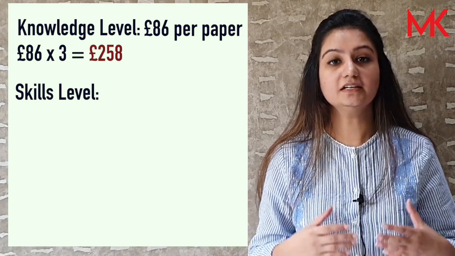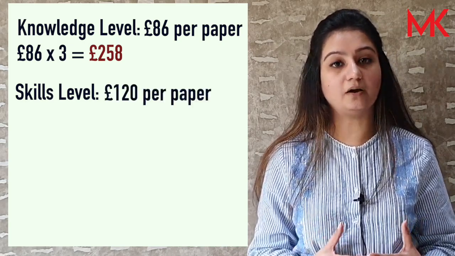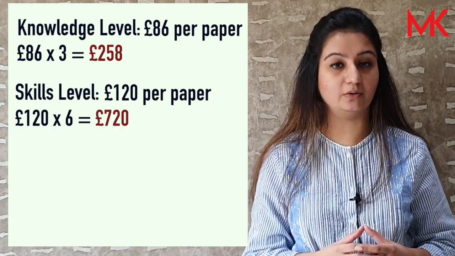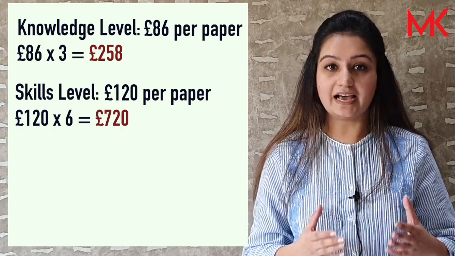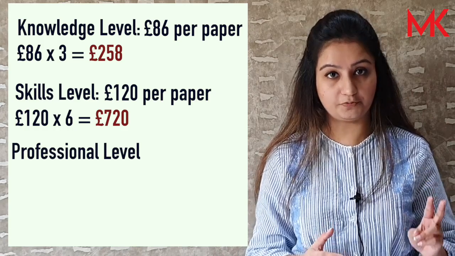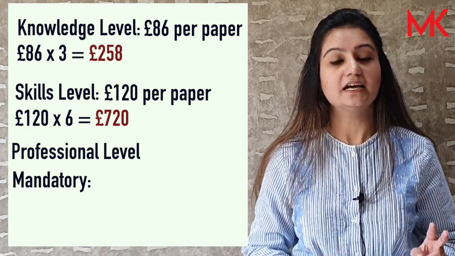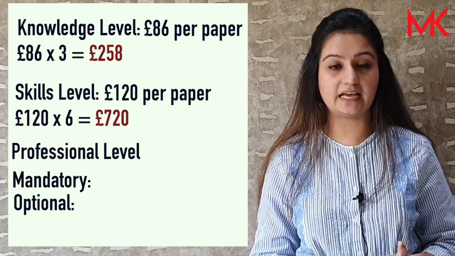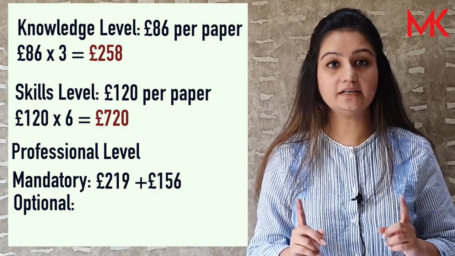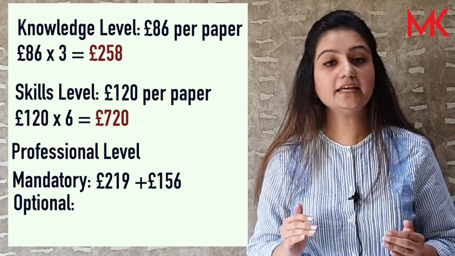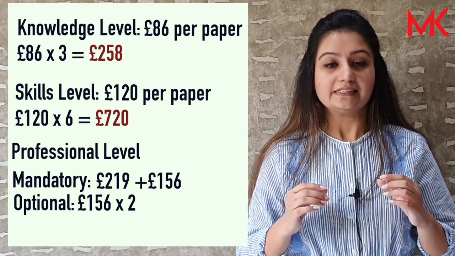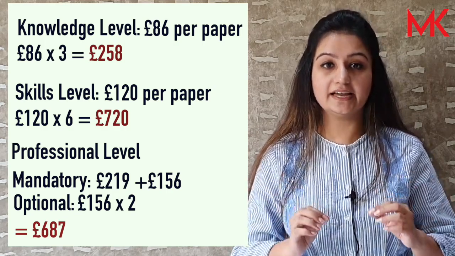For skills level, the fee is 120 pounds per paper, which is 120 into 6, 720 pounds. The professional level exams, as we are aware, there are 2 professional level mandatory exams and there are 2 optional exams. Out of that, 1 mandatory exam costs 219 pounds and the remaining 3 cost 156 pounds per paper, which is 687 pounds in total.